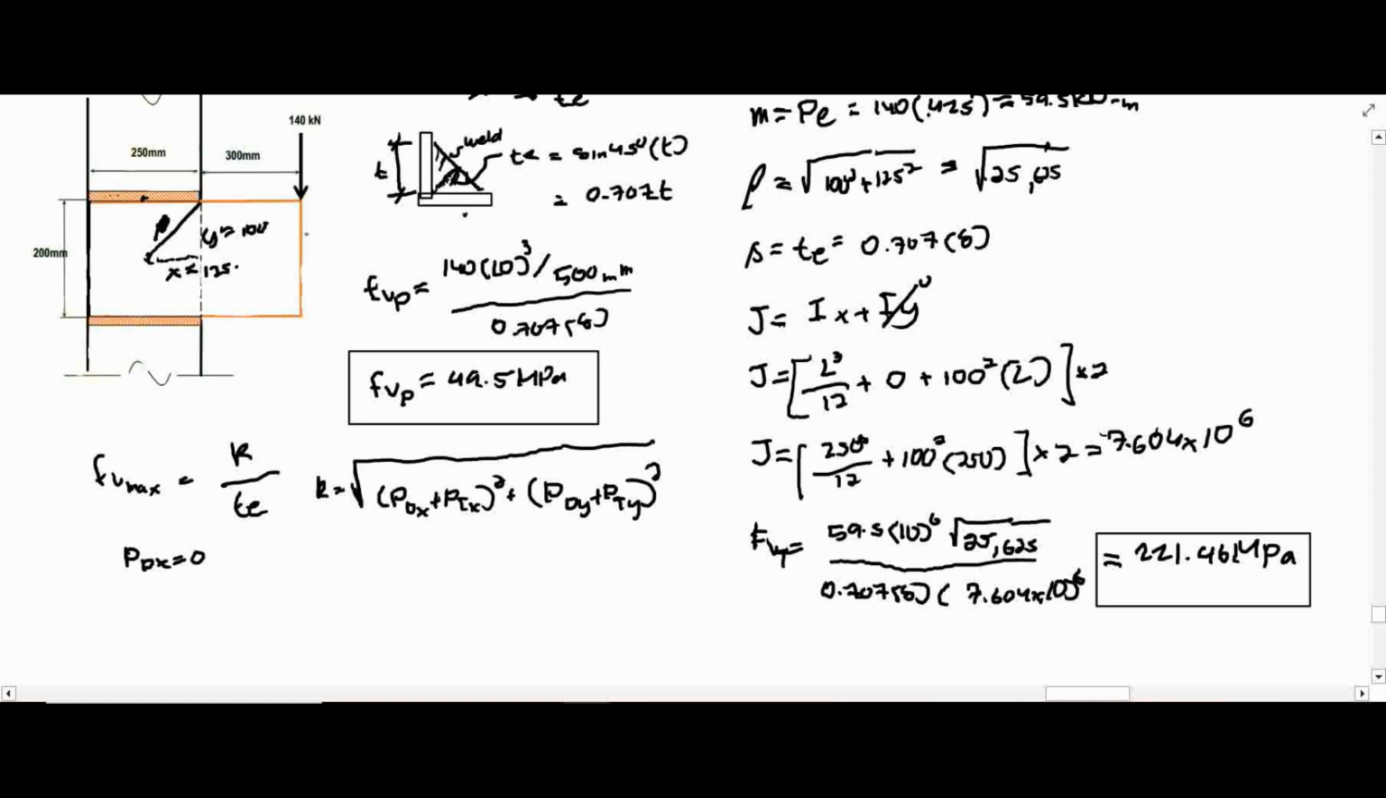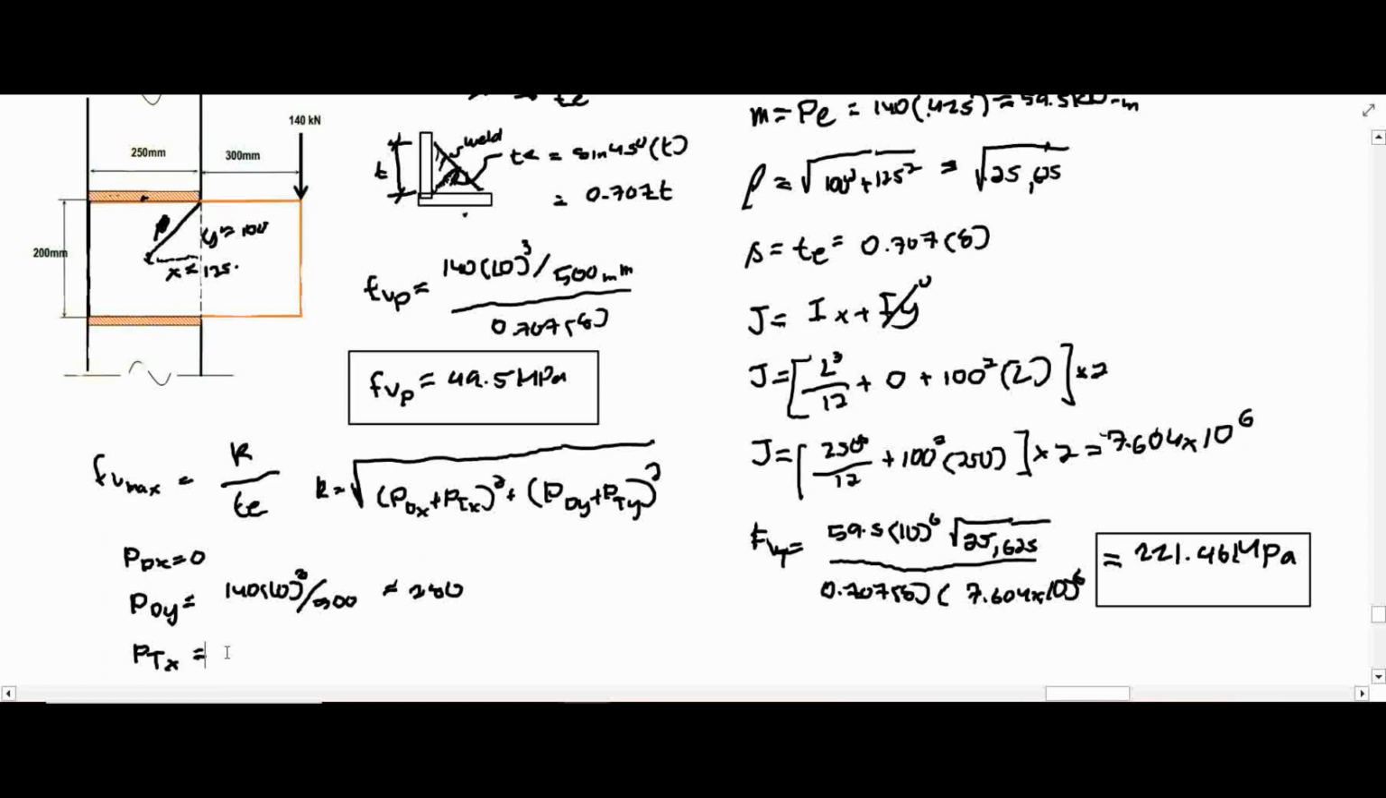Alright, so we can solve P dx equals 0, since there is no force along the horizontal direction, and P dy, so that's 140 times 10 cubed divided by 500. So this will result to 280.